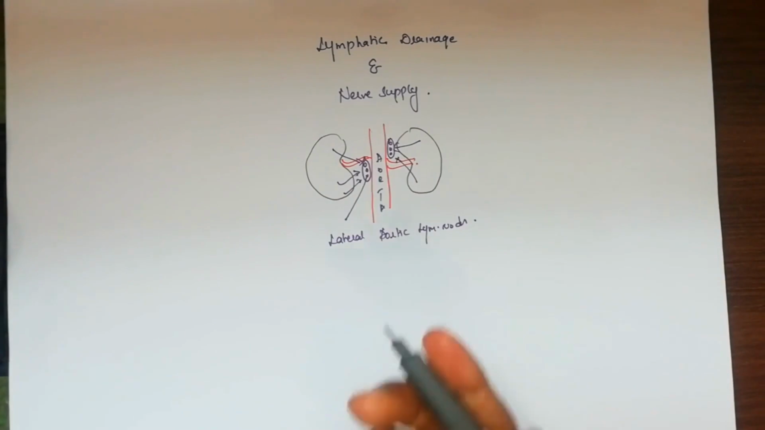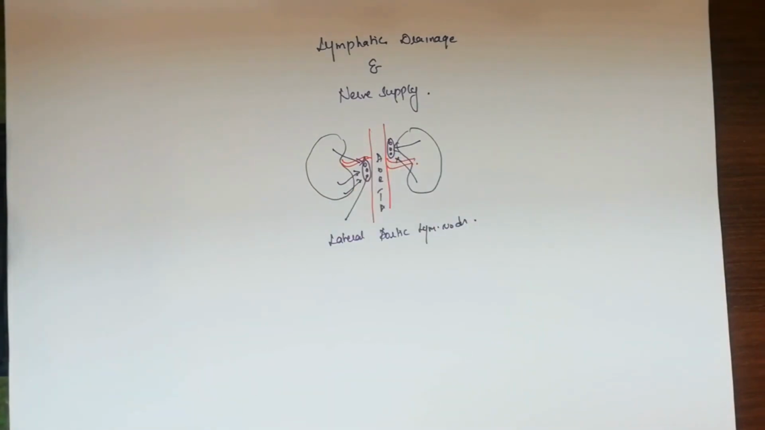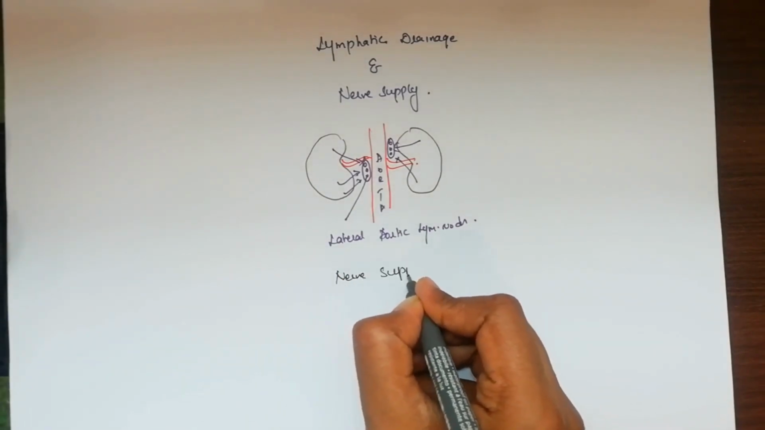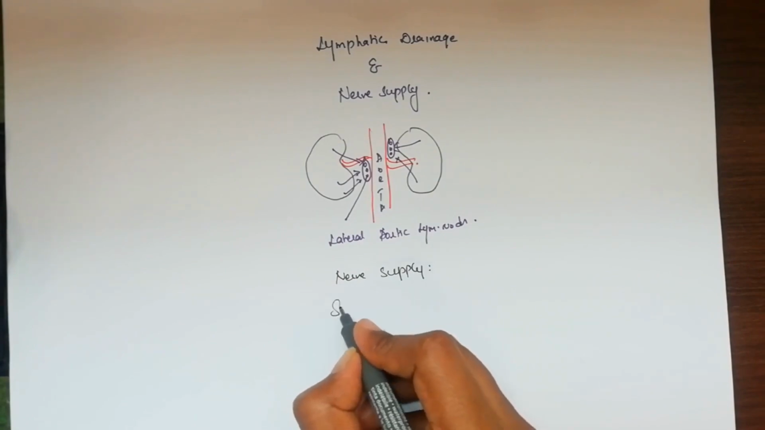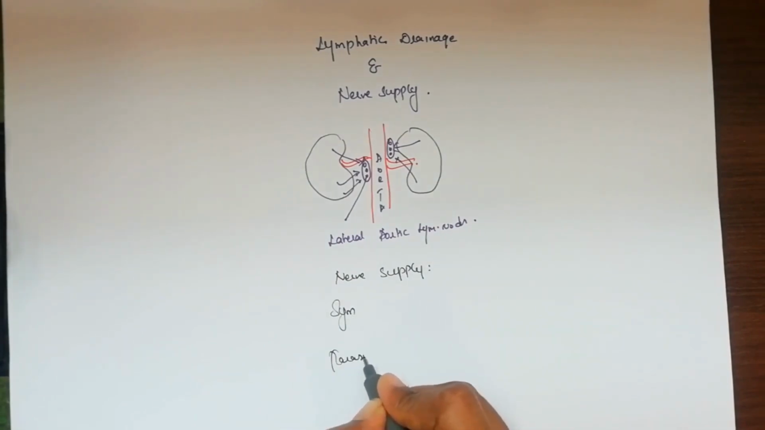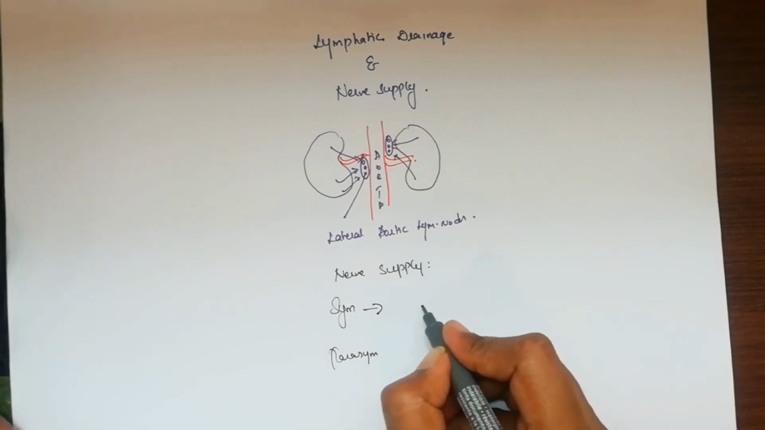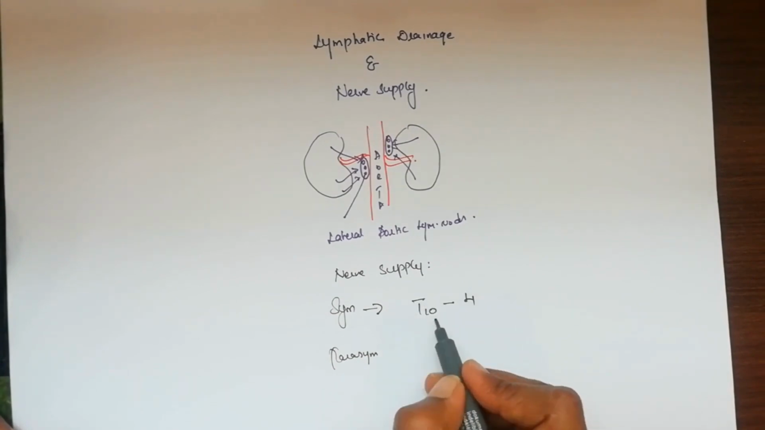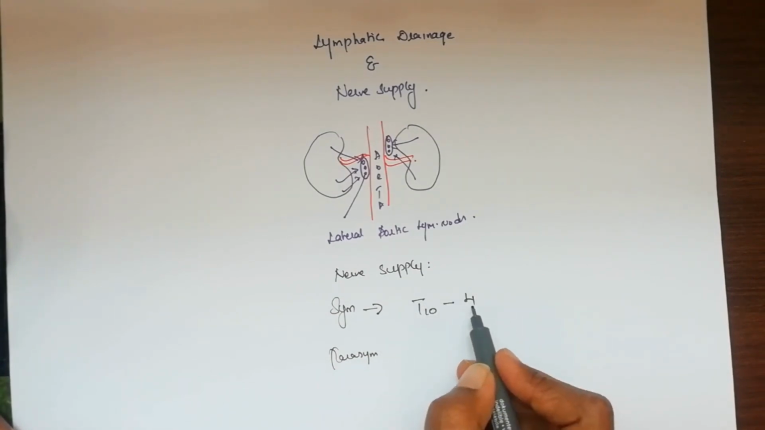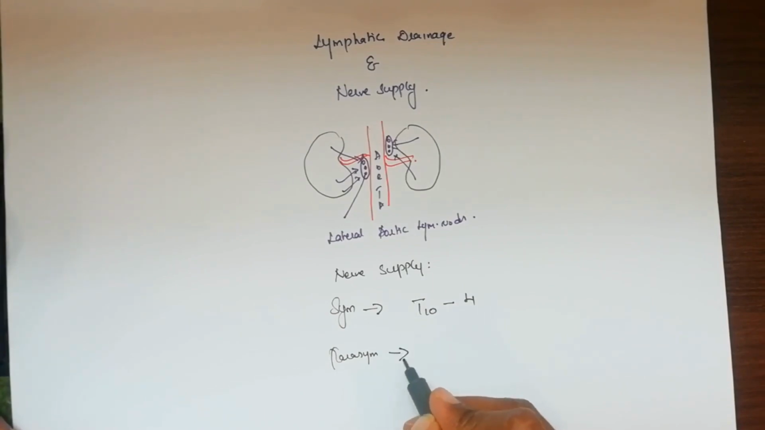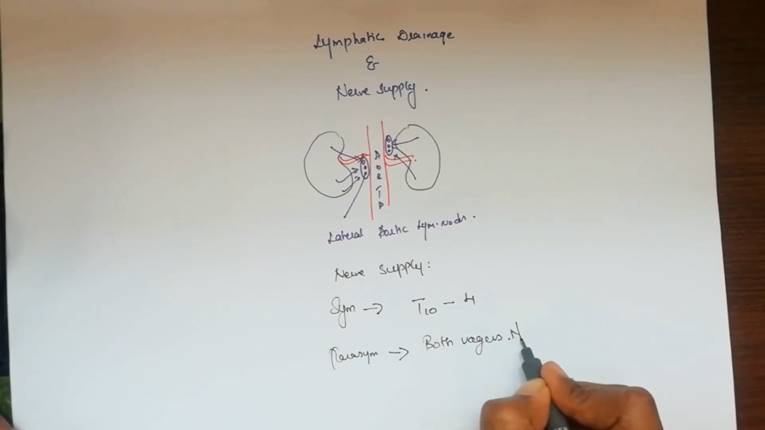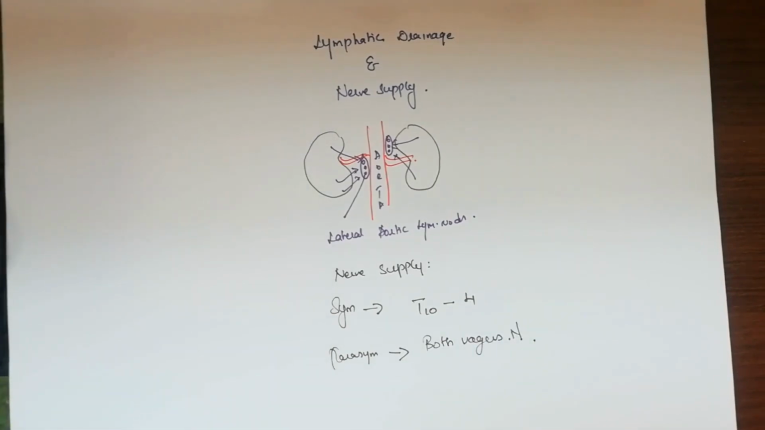Talking about nerve supply, like other organs, we have sympathetic and parasympathetic supply. Sympathetic is mainly by nerves from T10 to L1, that is thoracic nerves T10, T11 and T12, and lumbar nerve L1. Parasympathetic is mainly by both the vagus nerves, right and left. And this is all about the anatomical features of the right and left kidney.